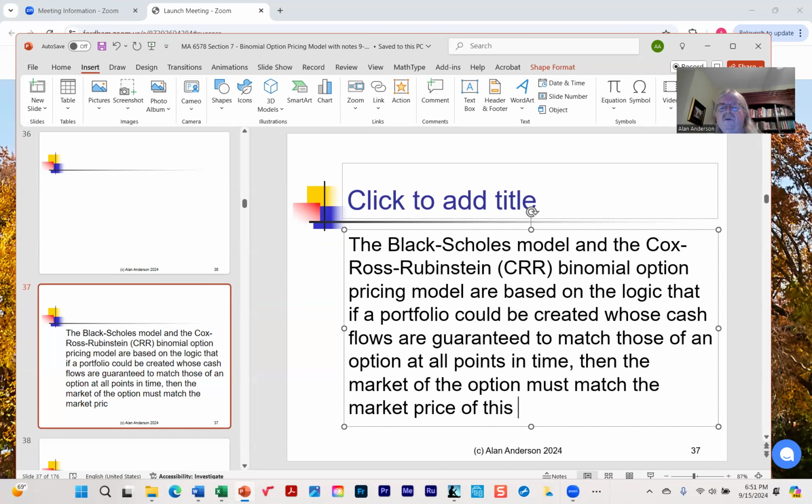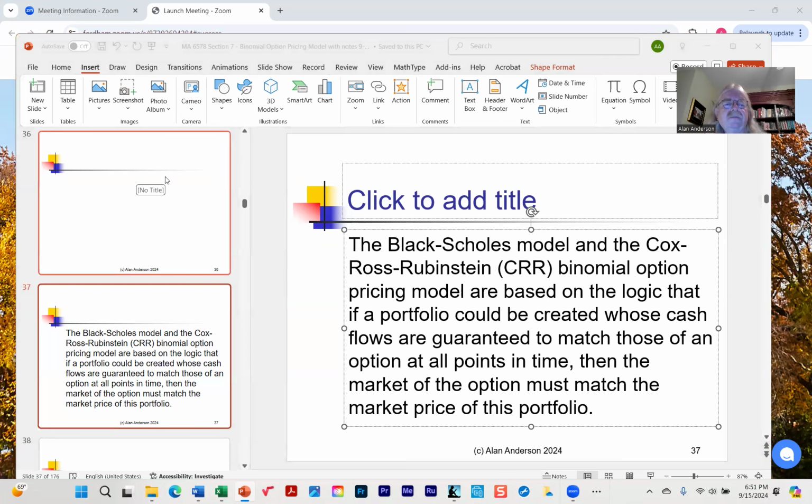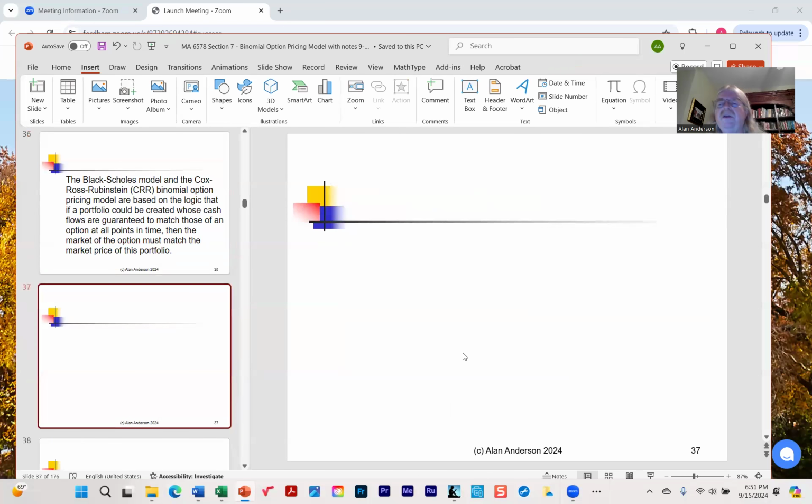of this portfolio. So what we're saying is, listen, if we could create a portfolio whose cash flows are always the same as an option, then what we will find out, of course, is that the market prices have to be the same because otherwise there'll be an arbitrage. Okay, so if you notice as we go along, the logic behind a lot of what we're doing is based on this notion of arbitrage.